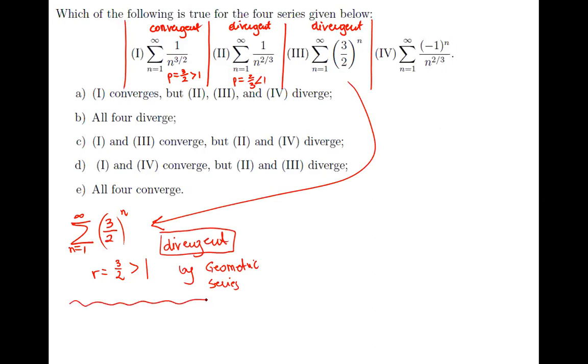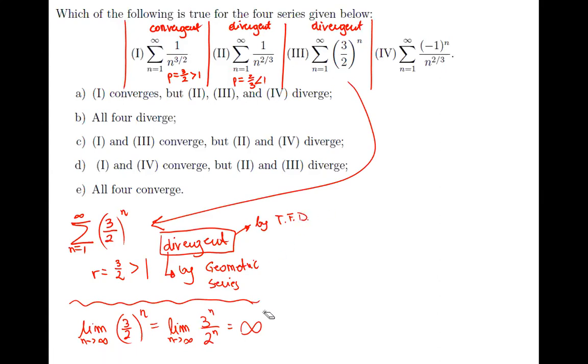Or, as always, we can try to use the test for divergence. The test for divergence tells me that I have to find a limit. The limit at infinity of this sequence is 3 to the n over 2 to the n. The numerator is winning, so it's infinity. That means we can say it's divergent by the geometric series or by the test for divergence, because we've got infinity for the limit. It's definitely divergent.